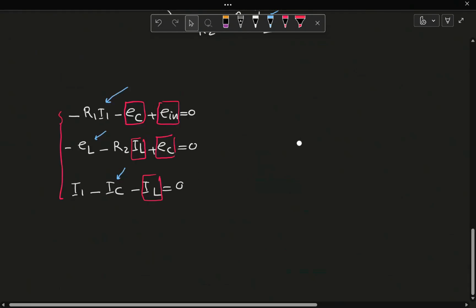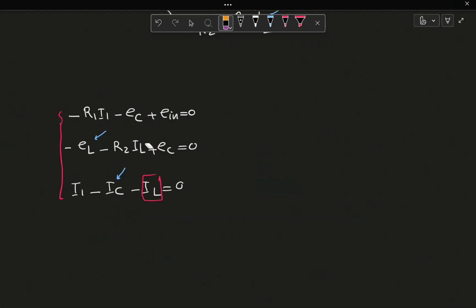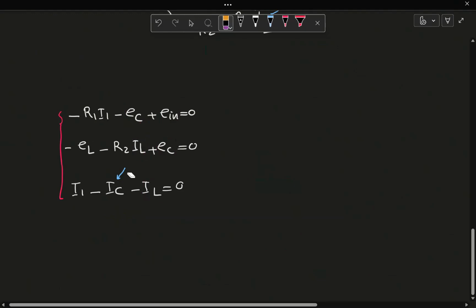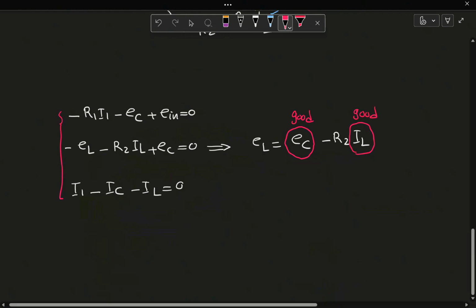Okay. Now, look at this. What did I want to find? Again, IC, EL, and I1. From the second equation, I can easily find EL in terms of my good terms. So my EL is in fact equal to EC minus R2 IL. Look at this. EC is a good term. It's my dynamic variable. And IL is also a good term. It's my dynamic variable. Yes?